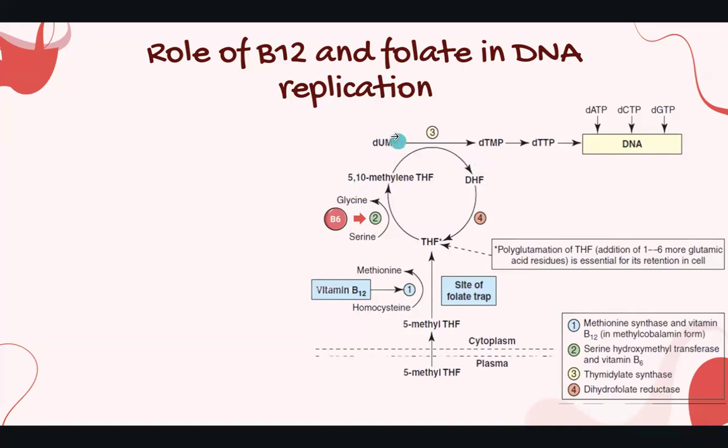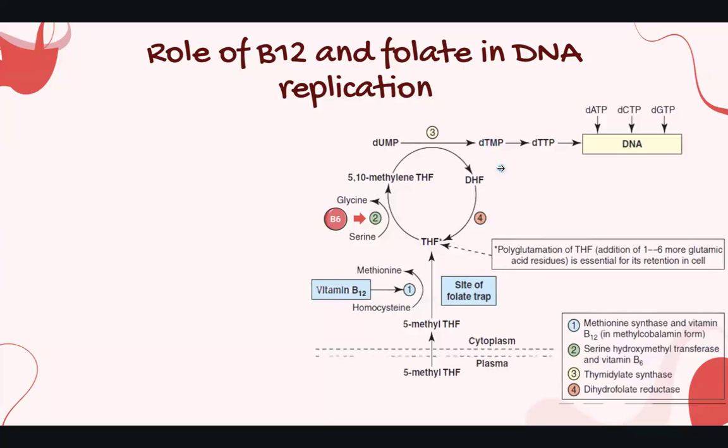Now, what is DUMP? This is basically the precursor of uracil. Can anyone tell me what uracil is? It's in RNA, basically. So it is the nitrogenous base that is found instead of thymine that we would find in DNA. Now, DTMP, this is the precursor for thymine.